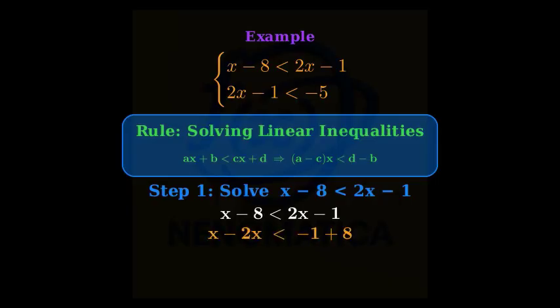Move all x terms to the left and constants to the right. We get negative x is less than 7. Multiply both sides by -1, and remember to reverse the inequality. So x is greater than -7. The first solution set is open interval -7 to plus infinity.